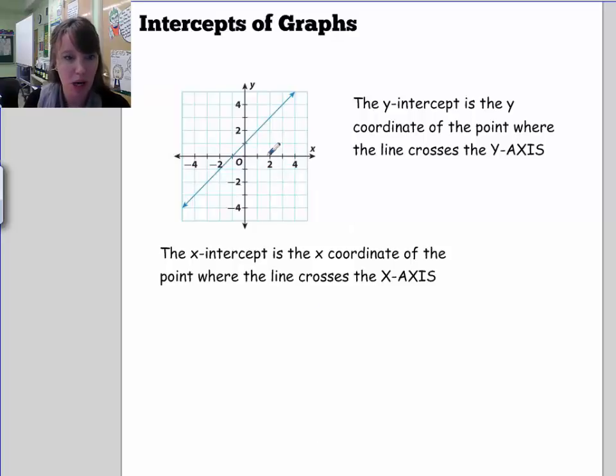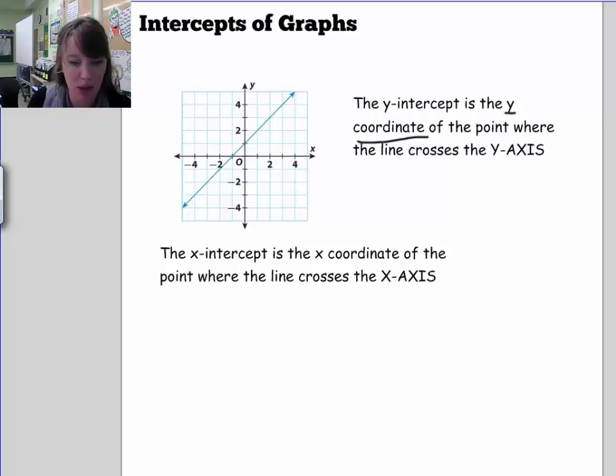A linear function will have an x-intercept and a y-intercept. Every once in a while it'll have just an x-intercept and not a y-intercept, or just a y-intercept and not an x-intercept, and we'll talk about that in just a minute. But the definition of the y-intercept is the y-coordinate of the point where the line crosses the y-axis.